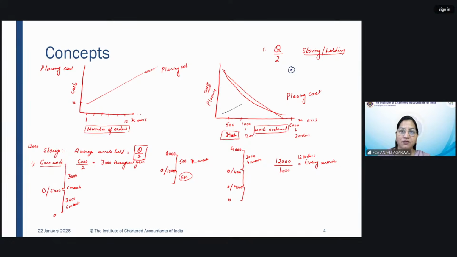So the storage costs will rise when, on the x-axis, you have units ordered. This is exactly opposite of the number of orders. With 6,000 units, you have only 2 orders. So the more the number of orders, the more your storage cost will fall.